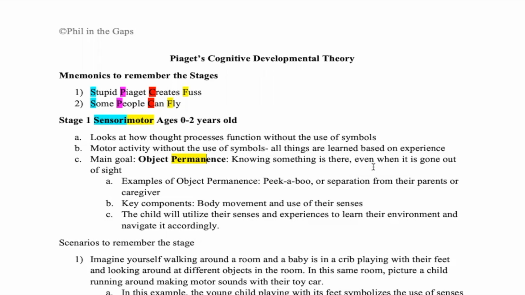So the key components within sensory motor are body movement and the use of their senses. Again, sensory, think of senses; motor, think of motor activity, because the child will utilize their senses and experiences to learn their environment and navigate it accordingly. So a child in this situation would touch a candle flame and get burnt to know, don't touch the candle flame, don't touch the stove. And if you've been around a child from 0 to 2 years old, you can't really tell them anything. You're like, hey, stay away from that. And then they hit the wall and you're like, well, we knew you were going to hit the wall. So probably not a good idea for you to run at the wall full speed. Or don't touch the stove, it's hot.